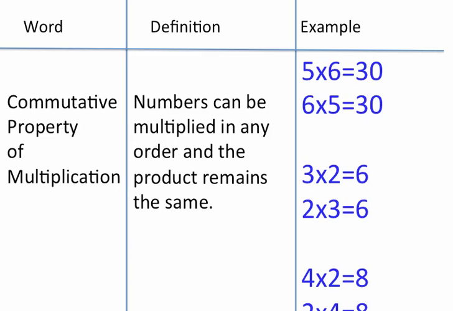So some examples. 5 times 6 equals 30, but 6 times 5 also equals 30. 3 times 2 equals 6, and 2 times 3 equals 6. Really doesn't make any difference that we switched the order. 4 times 2 equals 8, and 2 times 4 equals 8. Order does not matter in commutative property.